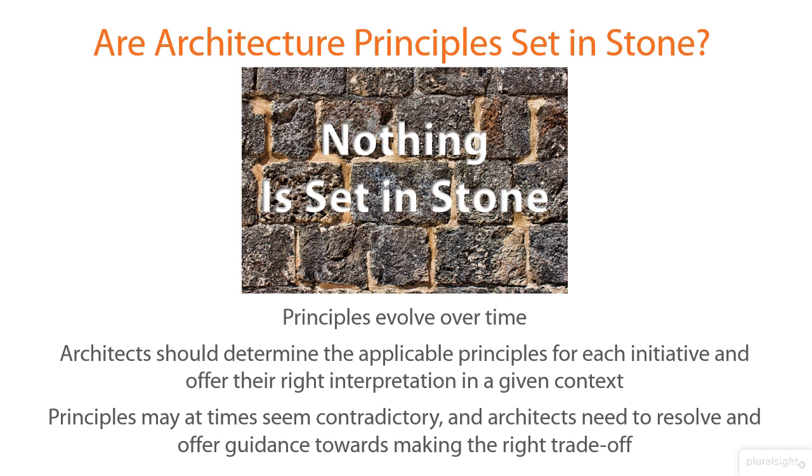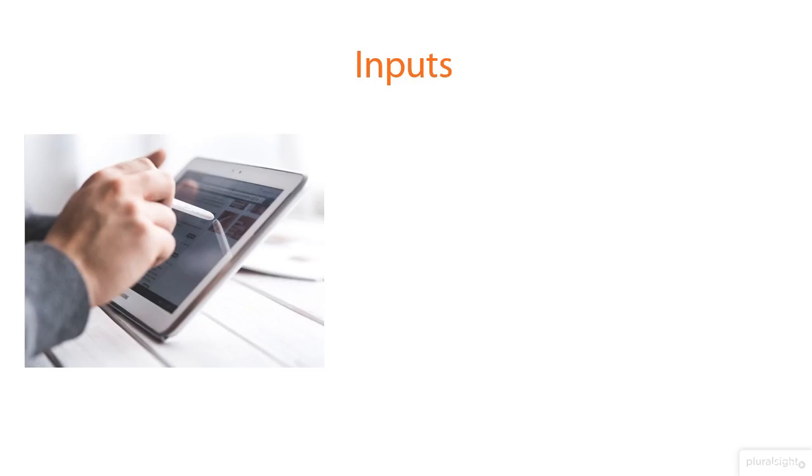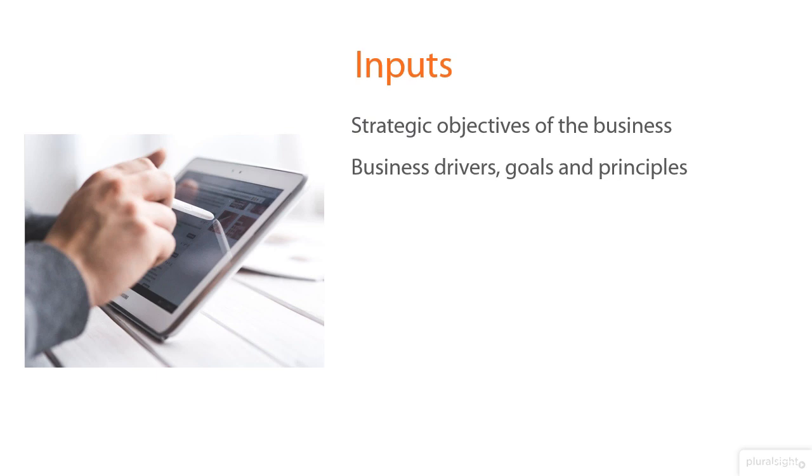The next aspect that is helpful to know about the preliminary phase is probably a summary of the set of inputs and outputs relevant for this phase. So, what inputs are required to initiate the preliminary phase? Well, to successfully run the preliminary phase of the architecture development method, you need to know what the strategic objectives of the business are, as well as you need to understand the business drivers, goals, and principles. This phase also requires knowing the existing enterprise frameworks which the architecture development process needs to accommodate. These will help establish the context of the enterprise.